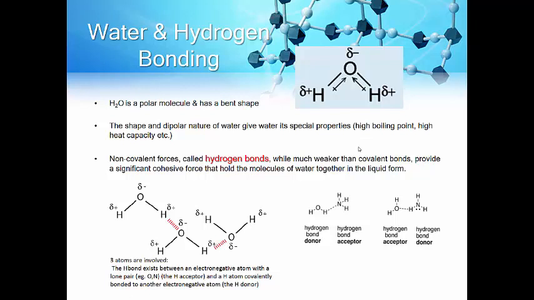Okay, like we've talked about, there's special properties of water because of this polar nature, and that's the high boiling point. So remember, there's lots of hydrogen bonding interactions that need to be broken for the compound to go from a liquid into a gas state, and it has a high heat capacity. So the water can absorb a lot of energy before it actually changes its temperature by a degree. So non-covalent forces called hydrogen bonds are what makes this happen, okay?